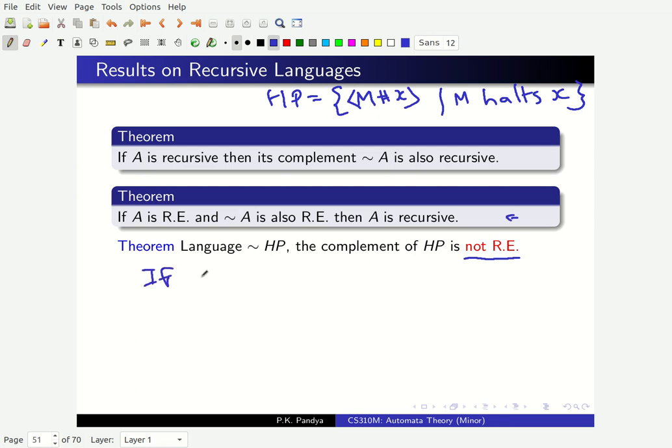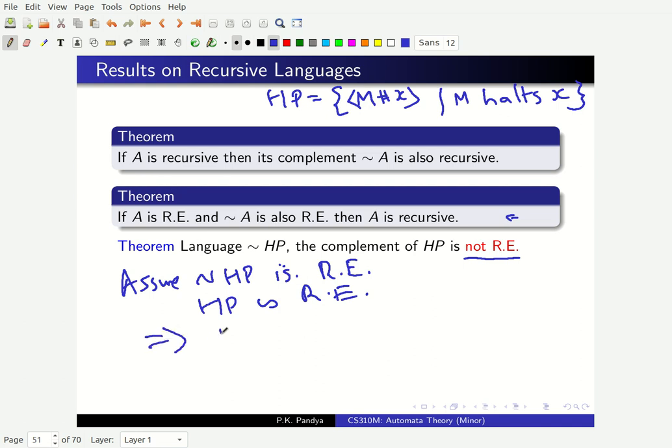If not of HP, okay, assume not of HP is RE. Now we have already shown that HP is RE, right? This we had shown. If both HP and complement of HP are RE, this implies by this theorem that HP is recursive.